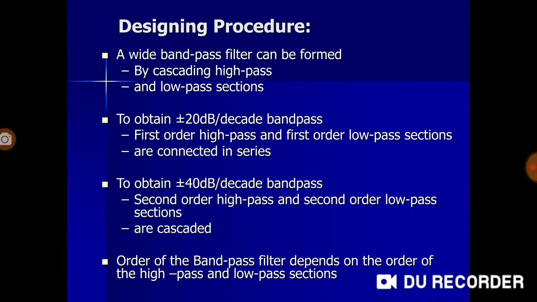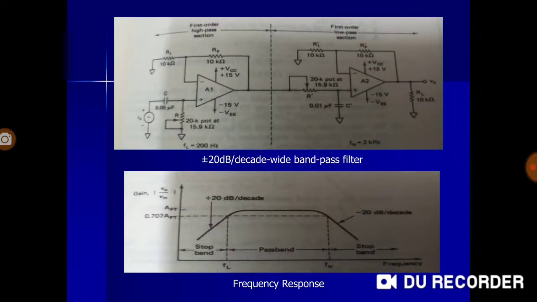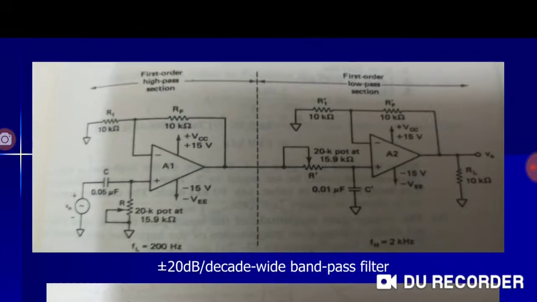So the order of the band pass filter basically depends upon the order of the high pass and low pass sections, because plus minus 20 dB per decade, the roll up and roll down that we talk about, is for first order, plus minus 40 dB per decade is for second order, what we have observed for low pass and high pass filters. So effectively it will be this. Now just take a look at the circuit.